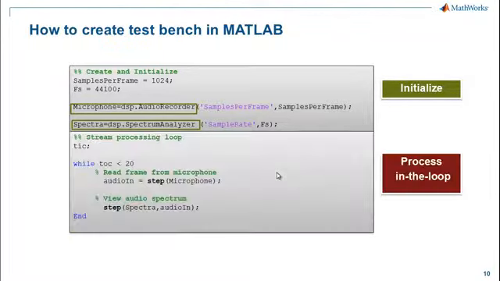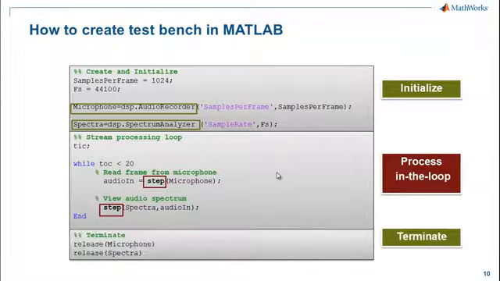And to do stream processing, all you have to do is create this while loop where, as I showed you earlier, to capture each frame at a time, you call the function step. So you call step on the microphone to capture the audio stream, and you call a second step on the spectrum analyzer to view that frame you just acquired. And then finally, you just release these components for cleanup.